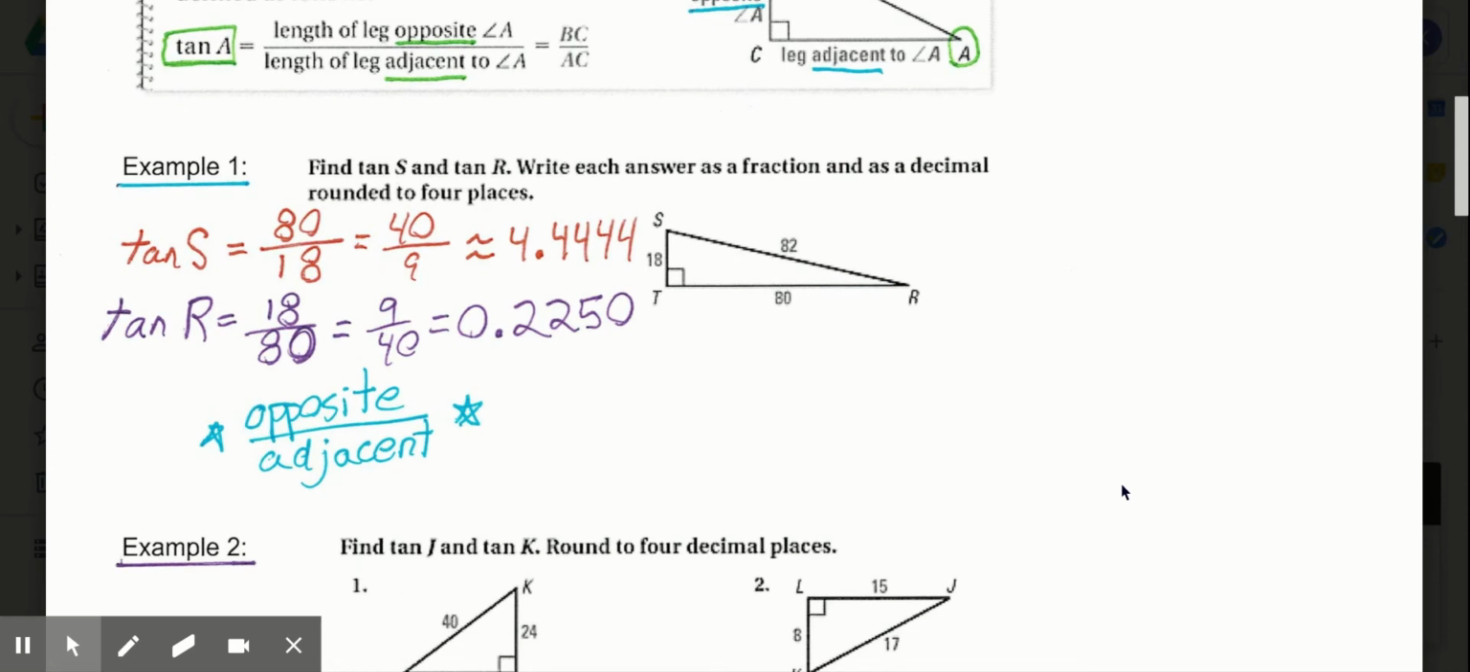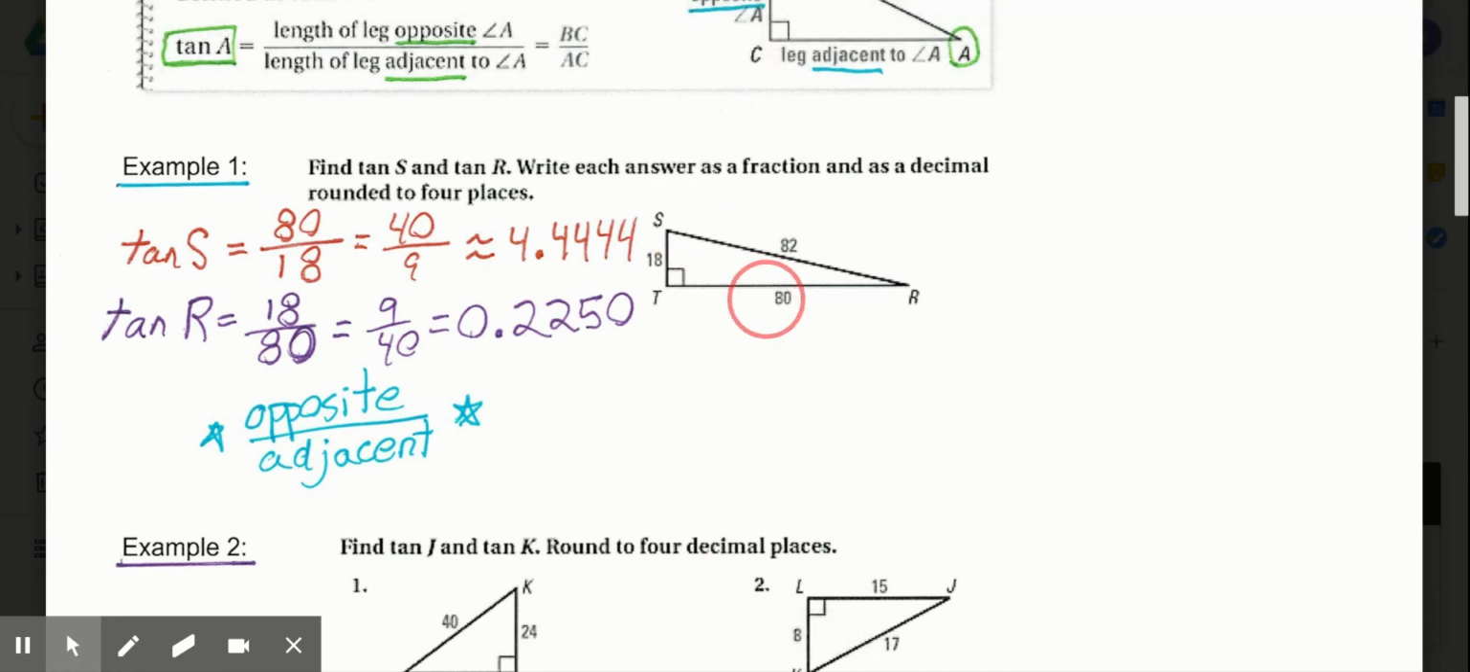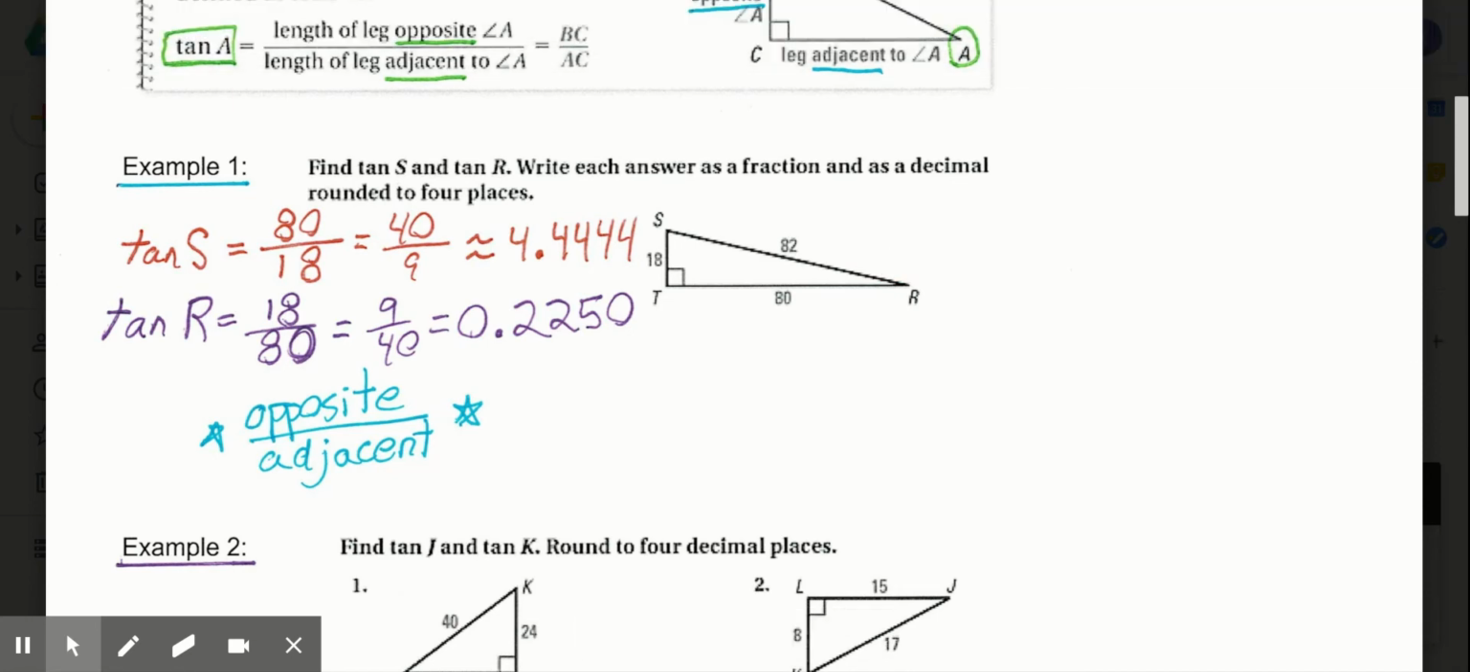So how we utilize the tangent ratio, they would like us to find tangent of S and the tangent of R. Write each answer as a fraction and as a decimal rounded to 4 places. So the tangent of angle S would be the side opposite, 80, over the side adjacent, 18. Again, we do not use the hypotenuse at all for a tangent ratio. So 80 over 18 simplifies to 40 over 9, which is approximately 4.4444 if we were rounding it to 4 places.